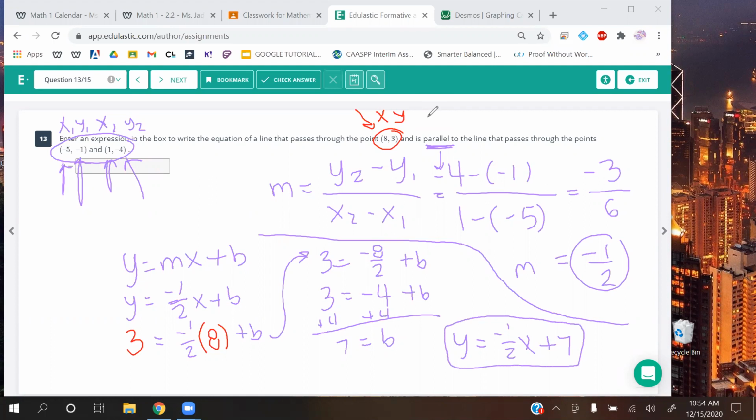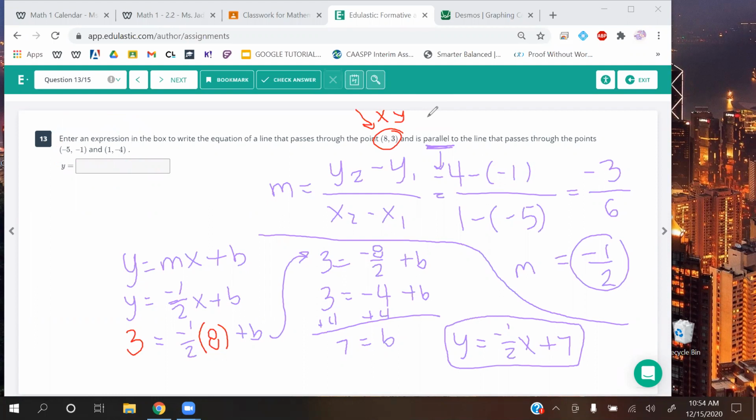Well, actually, it says enter an expression in the box to write the equation. That's very confusing because expression and equation are different things, but I'm going to say write the y equals. So we're going to write the y equals in. And I'll check later on Edulastic to see what they wanted from us.